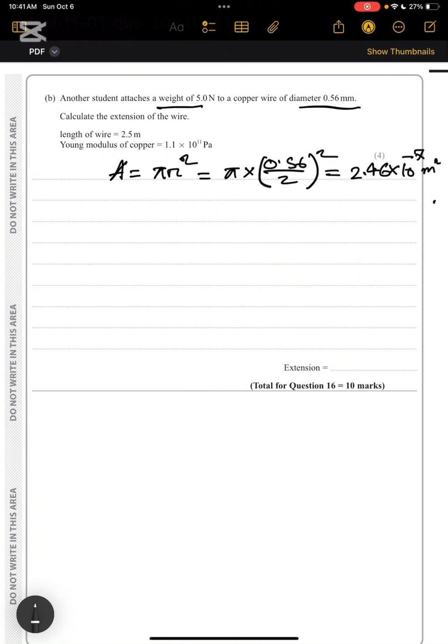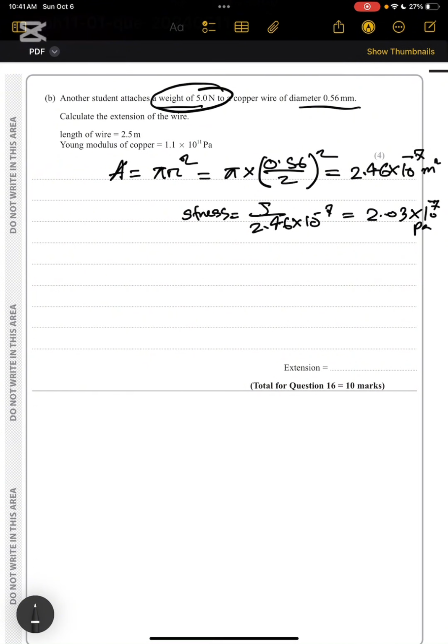This is our area, and the force has been given, so we can find out the stress straight away. The stress will be 5 divided by 2.46 into 10 to the power minus 7, which will be equal to 2.03 into 10 to the power 7 Pascal. So now we have to find out the strain.